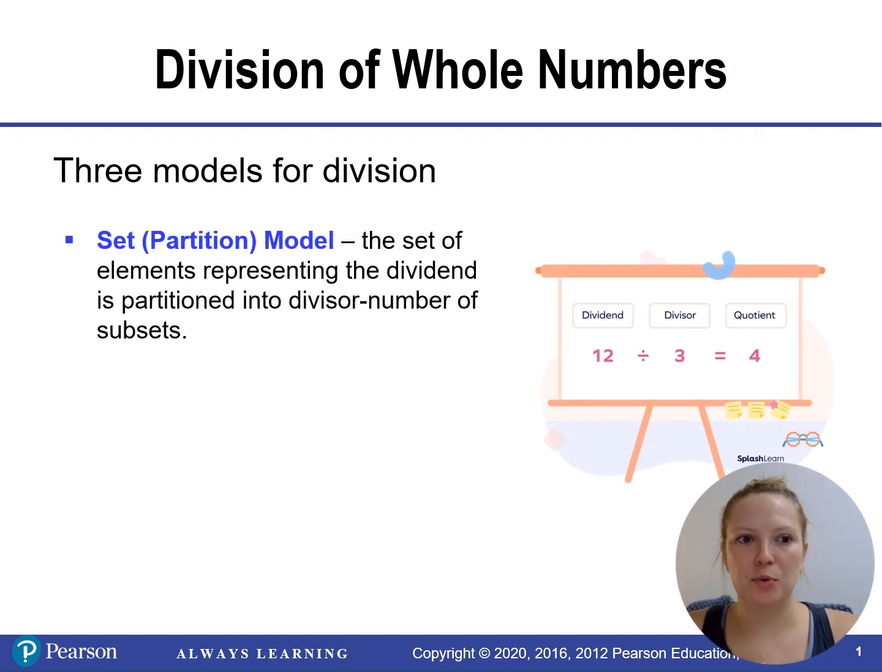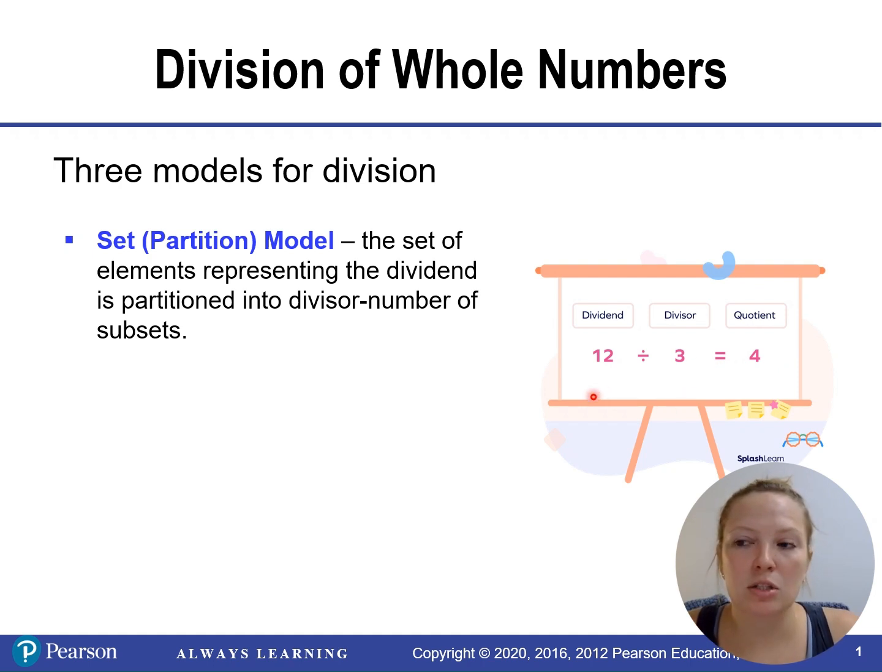So in this video, I'm going to walk you through 3 different models for division with whole numbers. With each of these models, we're going to need to remember some vocabulary that we had with division: dividend, divisor, and quotient. When I say dividend, that is the number that we are splitting up in whatever fashion. So in 12 divided by 3 equals 4, 12 is the dividend. The divisor is the number that we are dividing by. In this case, 3 is the divisor, and the quotient is the result of the division.